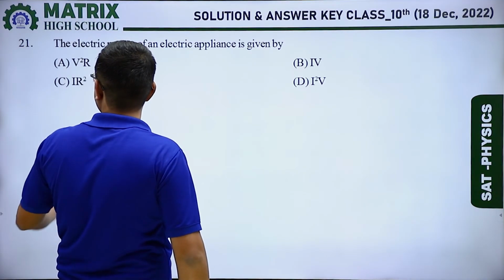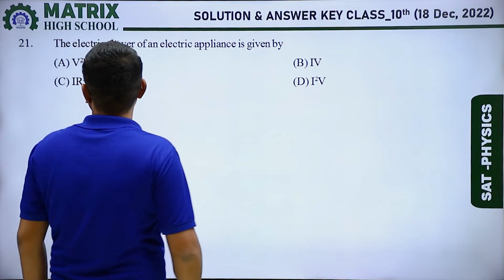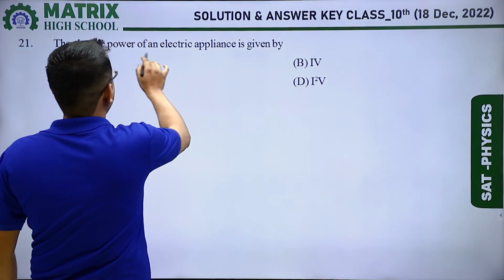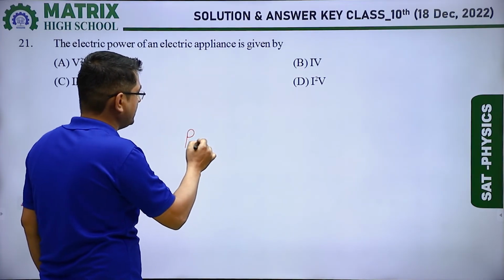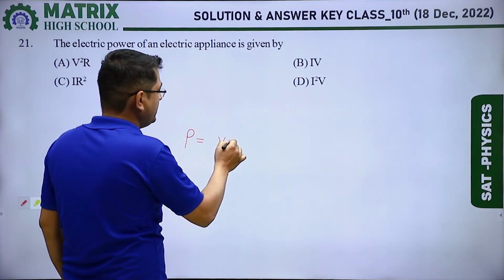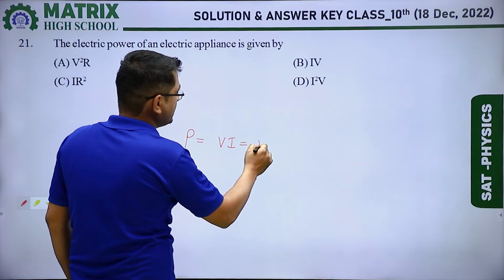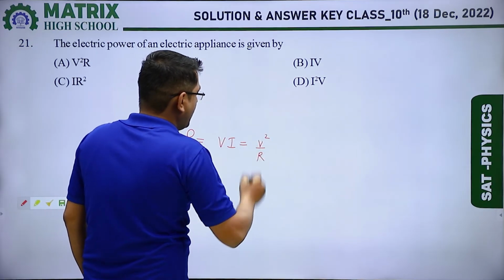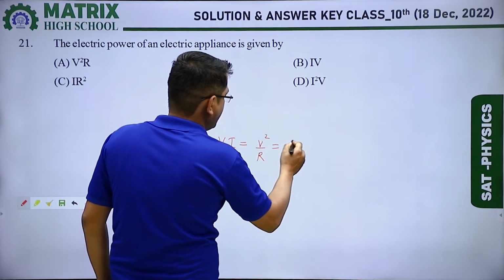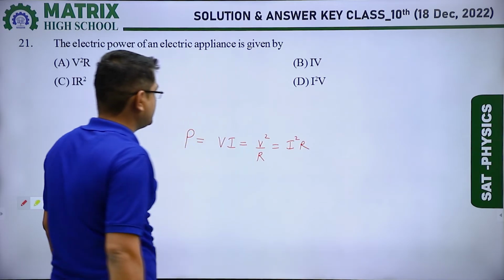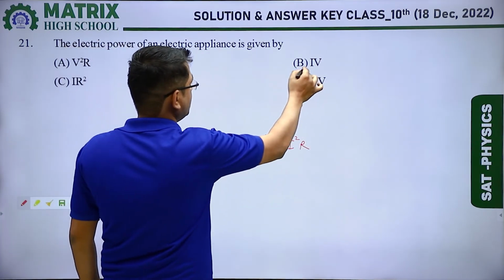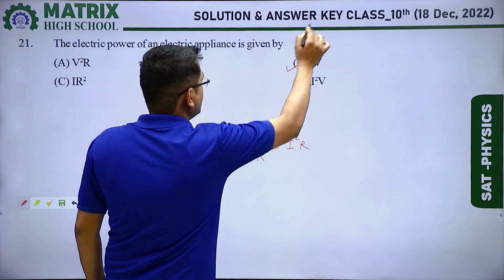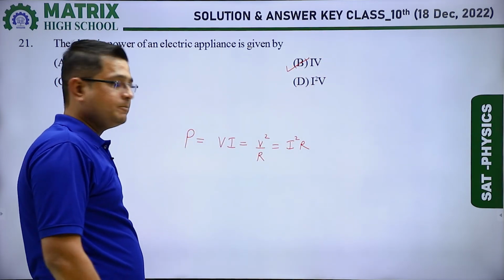Next question, question number 21. In question number 21, it is asked that the electric power of an electric appliance is given by... We know that the power of any electric appliance is given by V into I, or it can be written as V square divided by R, or it can be written as I square into R. So we can see out of these 4 options, the correct answer will be option B, that is I into V. So the correct answer is option B.